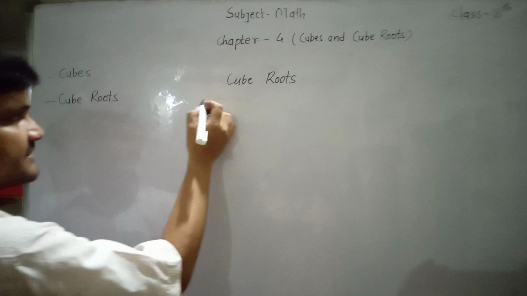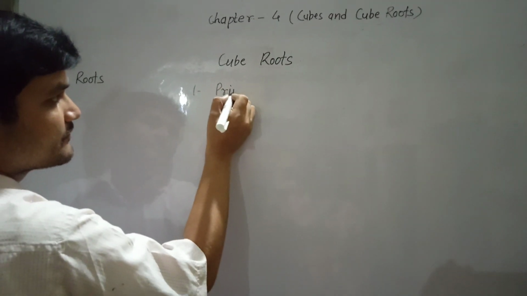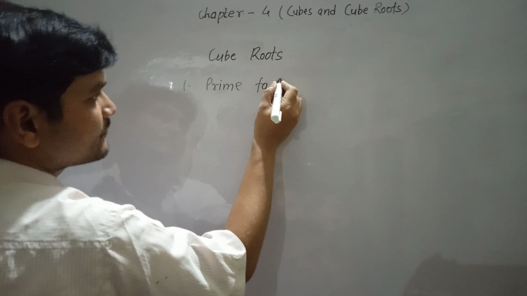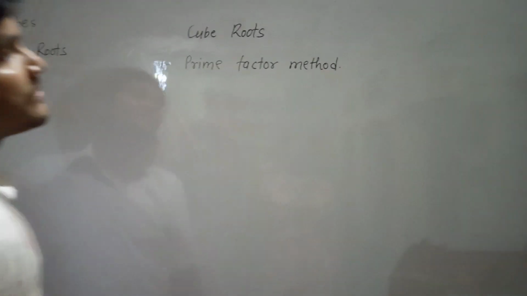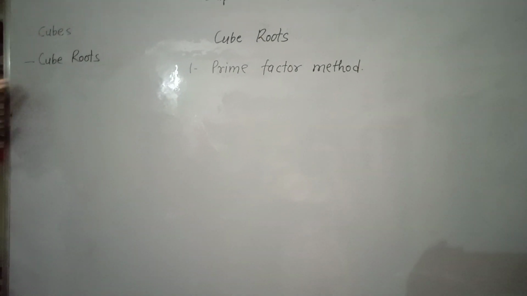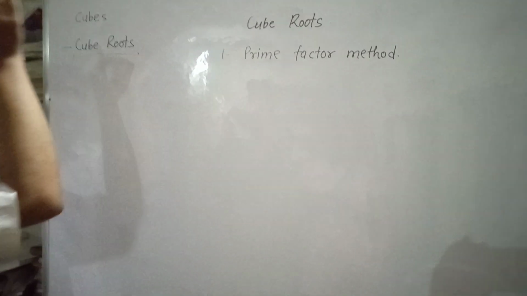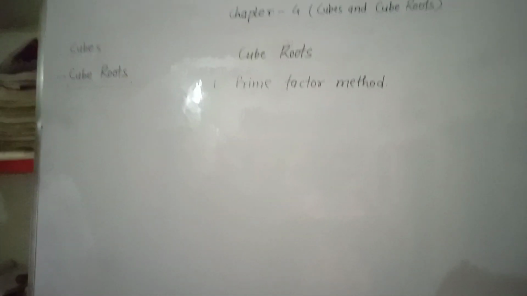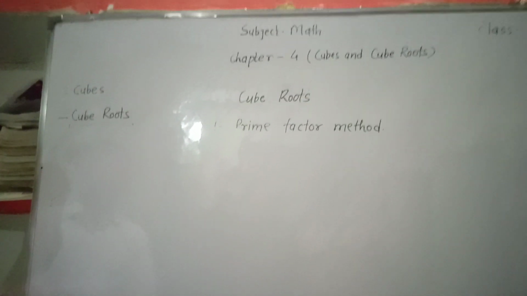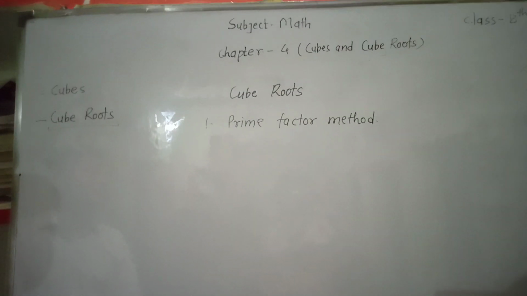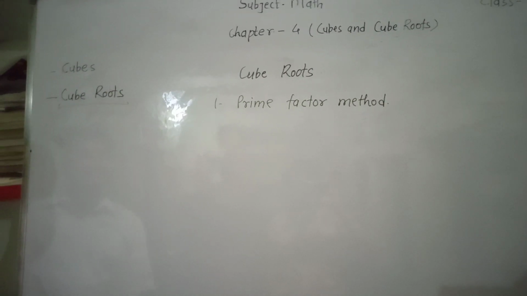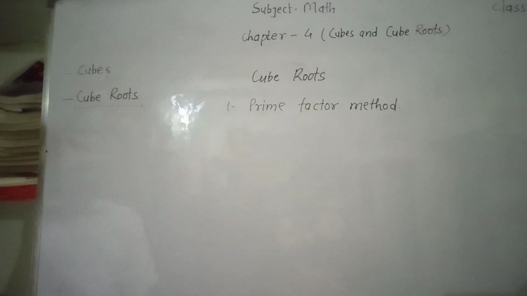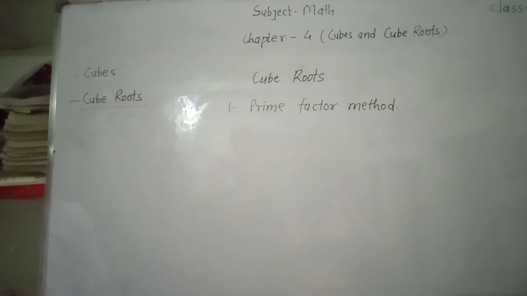We have only one method for finding the cube roots of a number. That's the prime factor method. I think you all know about the prime factor method because we have already discussed it in the previous chapter, the square and square roots. Now we will discuss the prime factor method again for finding the cube roots of a number.